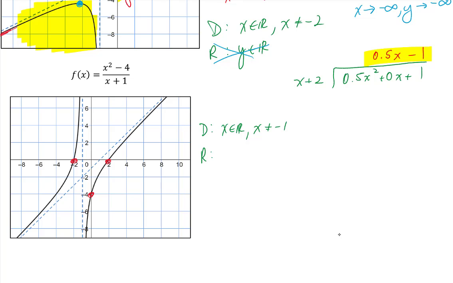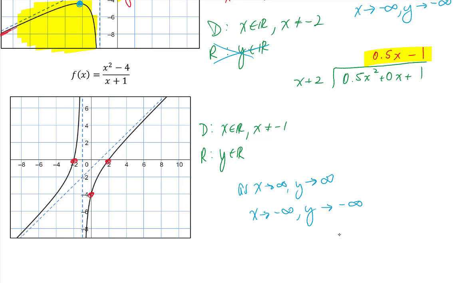And notice the range this time. This is the first time we've seen this for a rational function, that y can be any real number. This function is discontinuous at x equals -1. There is a vertical asymptote at x equals -1. And if we describe the end behaviors again, we see that as x goes to infinity, y goes to infinity. And as x goes to -infinity, y goes to -infinity.